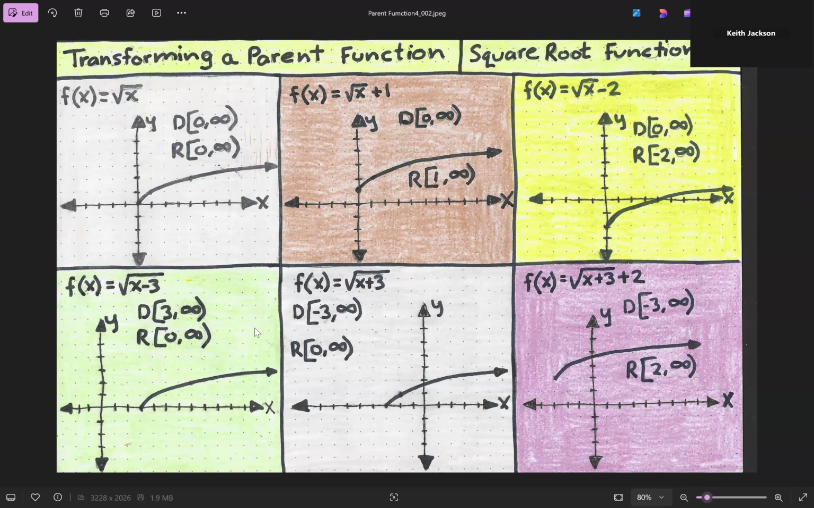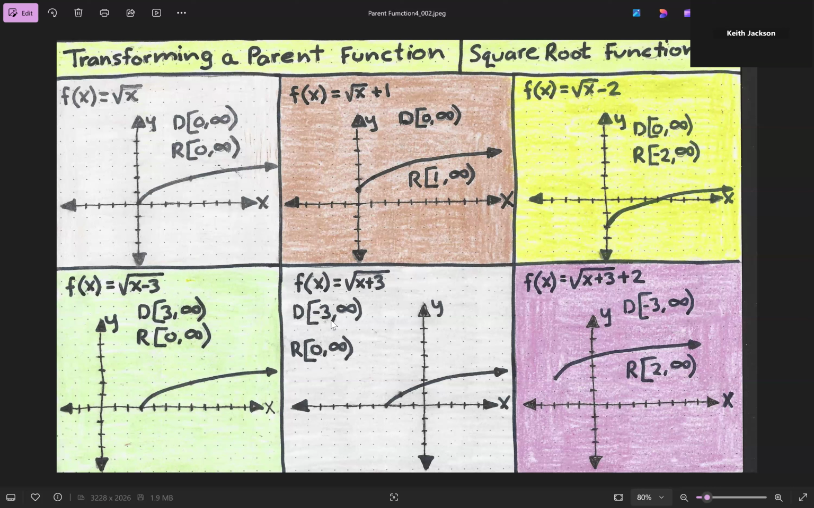Let's continue with our transformation of the parent function, in which we have f(x) = √(x − 3). If you recall from previous videos, we're going to move it to the right. It almost tells you that it's going left, but actually you're going to move it right 3 places, along the x-axis, 3 units. So 1, 2, 3. With that in mind, our domain starts from 3 and goes on to positive infinity, while our range starts from 0 and goes to positive infinity.